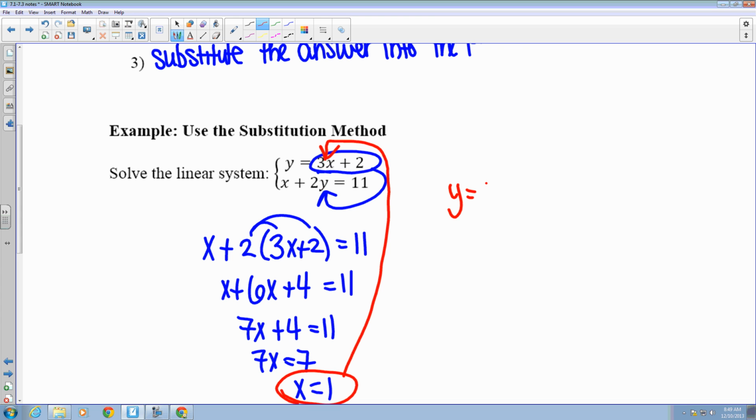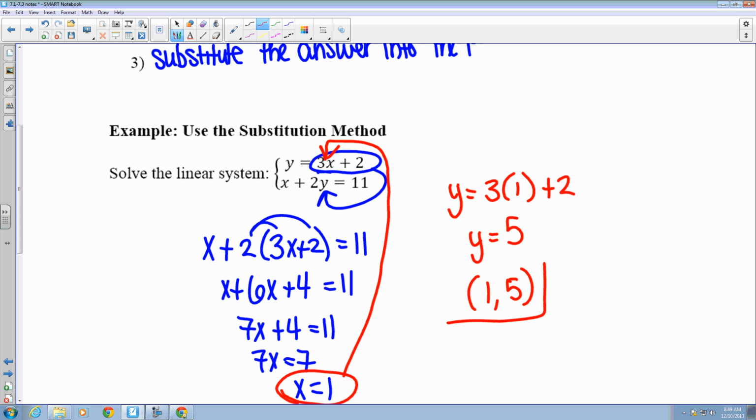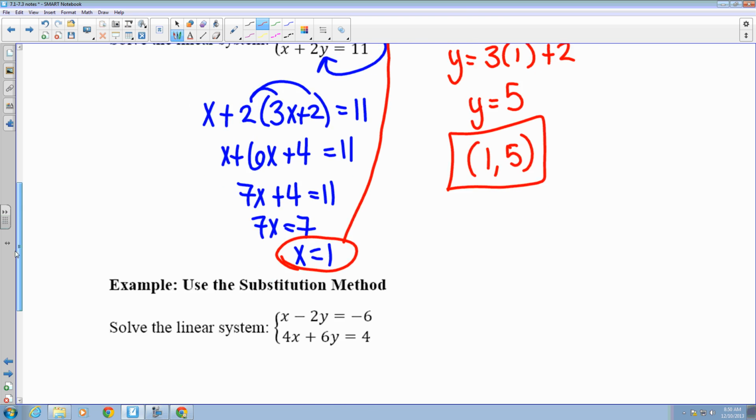So y equals 3 times 1 plus 2. y equals 5. Then you're going to write your answer like a coordinate point: 1, 5. That's it right there. So I think this system is a little bit more systematic than the other one, which is a little bit easier, I think.